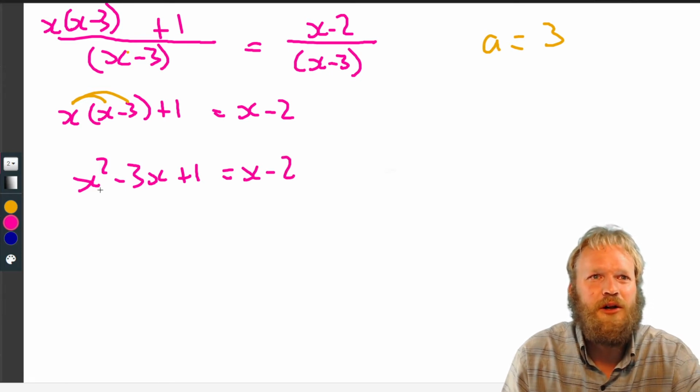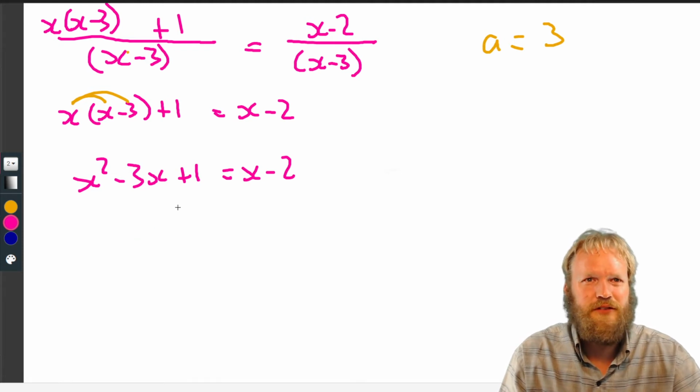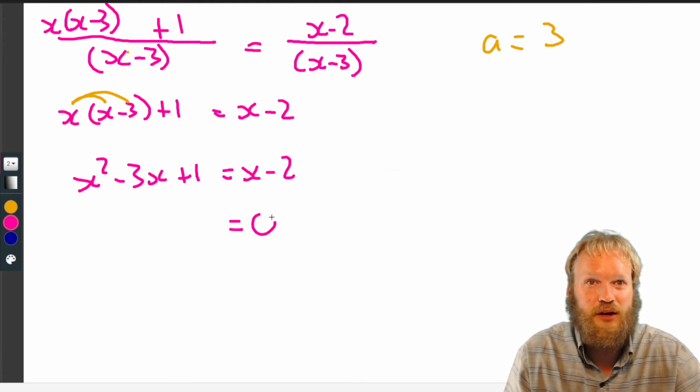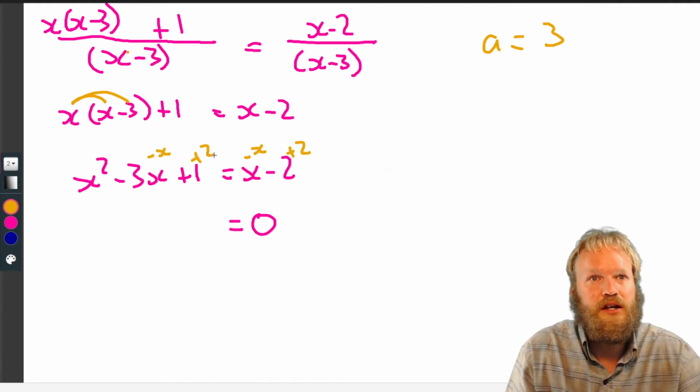You're like, okay, well, here's a trinomial, let's factor. No. Why are we not ready to factorize yet? Well, we factorized when the right hand side was equal to 0. So let's do that. Let's make one of the sides equal to 0. To do that, we're going to need to minus this x, and we're going to need to add 2. What we do on one side, we need to do to the other.